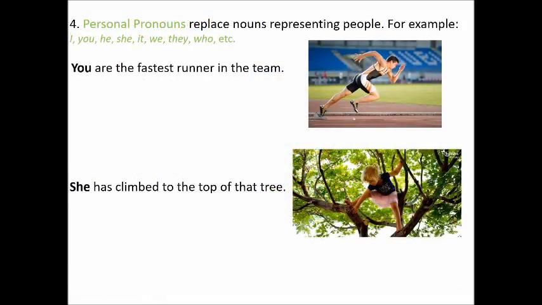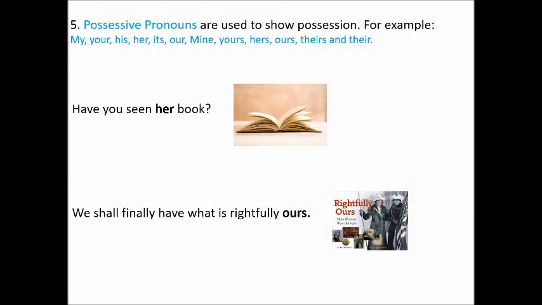Fourth, personal pronouns. They replace nouns representing people. For example, I, you, he, she, it, we, they, who, etc. You are the fastest runner in the team. She has climbed to the top of that tree. Fifth, possessive pronouns. They are used to show possession. For example, my, your, his, her, its, our, mine, yours, hers, ours, theirs, and their. Have you seen her book? We shall finally have what is rightfully ours.